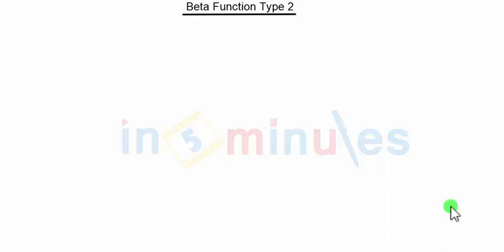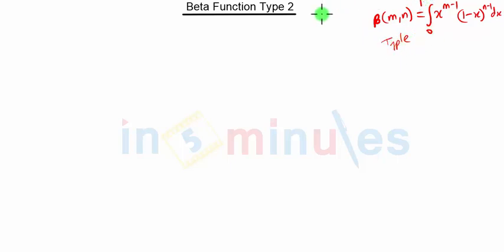In this video we are going to see the next type of beta function, that is type 2. So in type 1 we used our formula of beta of m comma n as integration 0 to 1 x raised to m minus 1 into 1 minus x the whole raised to n minus 1 into dx. So in type 1 we have the limit from 0 to 1, but in type 2 we will have the limits from 0 to infinity.